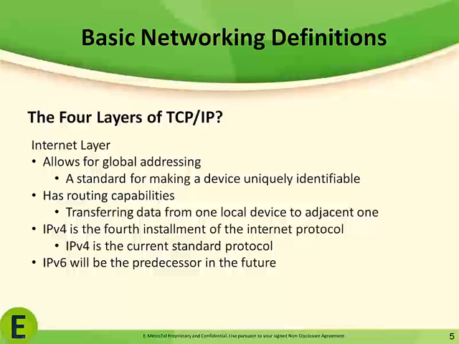The next layer is the Internet layer. This allows for global addressing. This is a standard for making a device uniquely identifiable. The Internet layer also has routing capabilities, where data is transferred from one local device to an adjacent one. Internet Protocol version 4 is the fourth installment of the Internet Protocol. Internet Protocol version 4, or IPv4, is the current standard protocol. IPv6 will be the successor in the future.